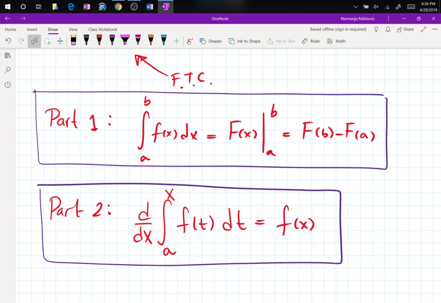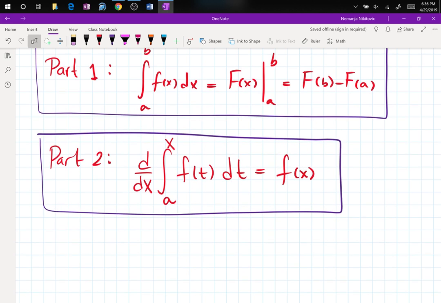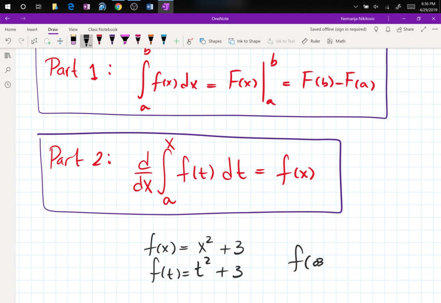That's the same function. I'm going to write it and then erase it. So if I have that my f of x is, let's say, x squared plus 3, then my f of t is t squared plus 3. The f of a is a squared plus 3. It doesn't matter which variable you have, right? So what's the point of part two?